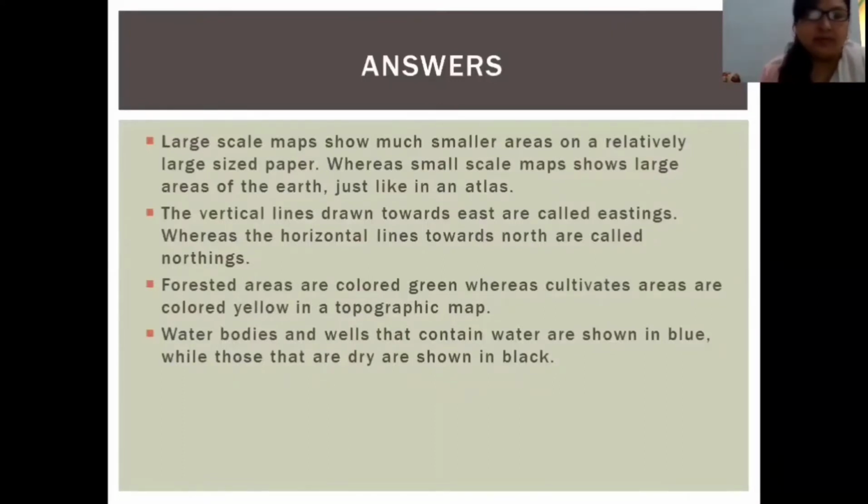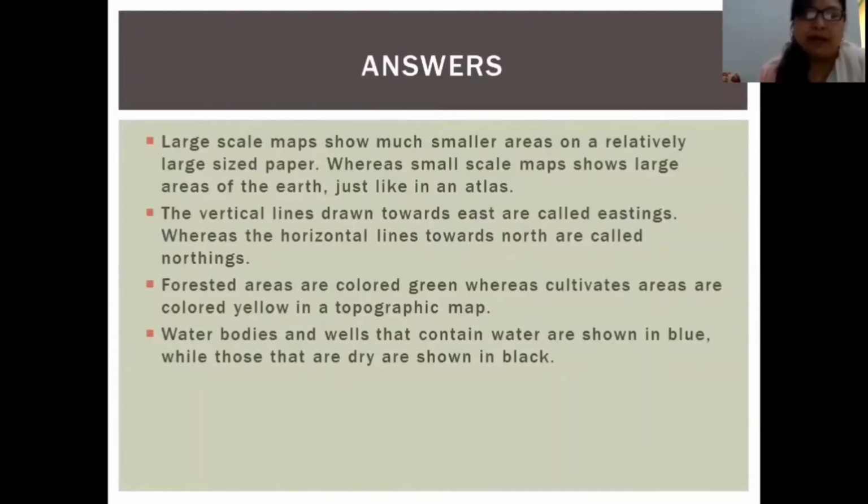Next is, areas colored green and areas colored yellow on a topographic map. So forested areas are colored green, whereas cultivated areas are colored yellow on a topographic map.